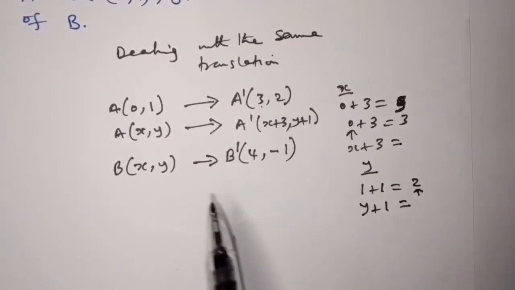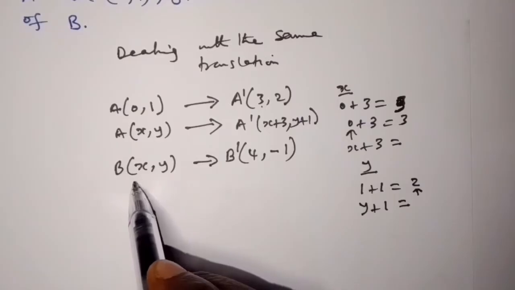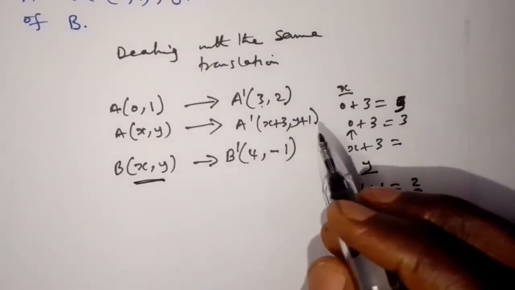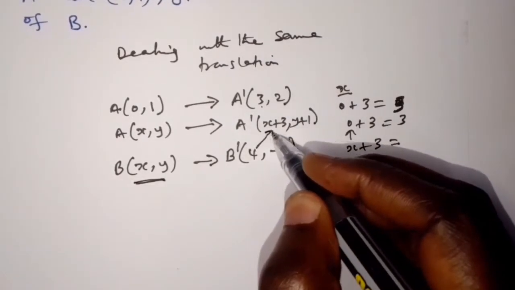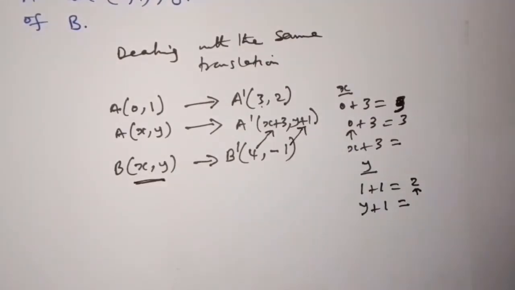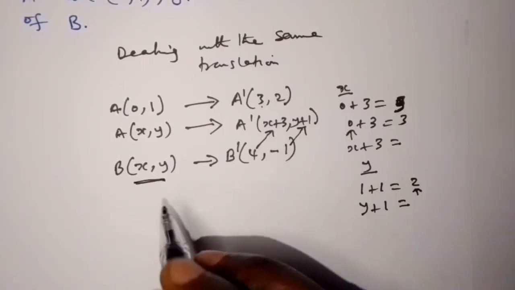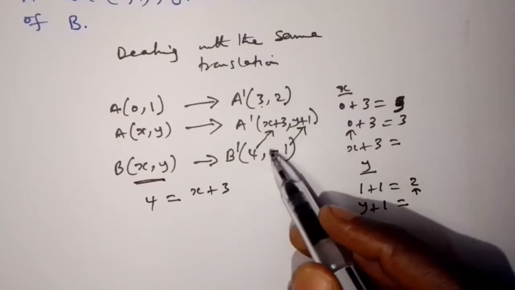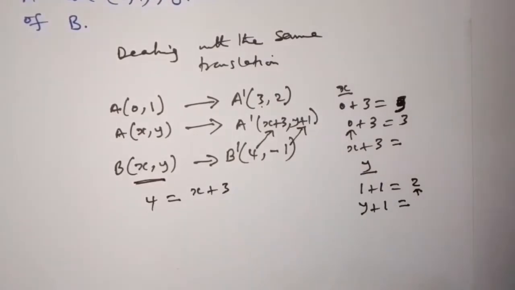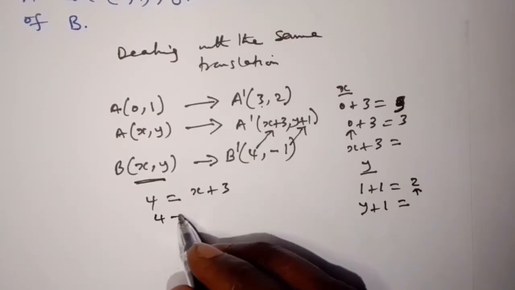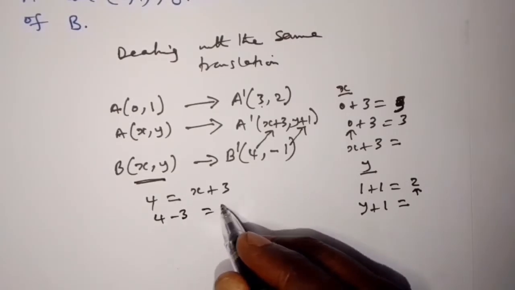So now how can we find x and y here, the required coordinates for B? We can just equate. We equate 4 to this one here, and we equate negative 1 to this one here in order for us to get x and y. So you can say that 4 is equal to x plus 3. 4 is equal to x plus 3. We can bring this 3 here: 4 minus 3 is equal to x.